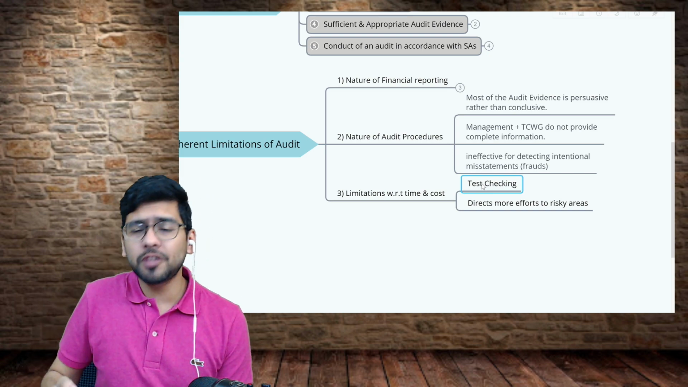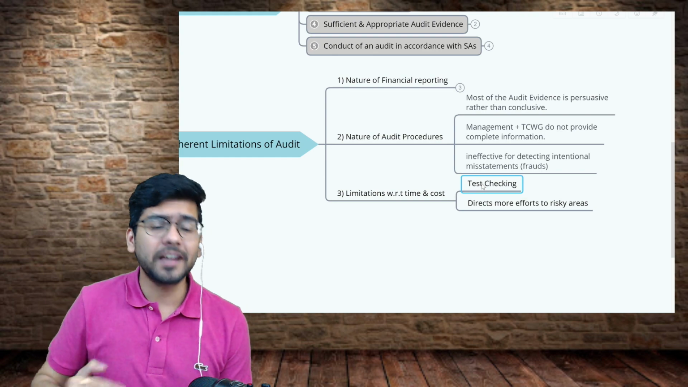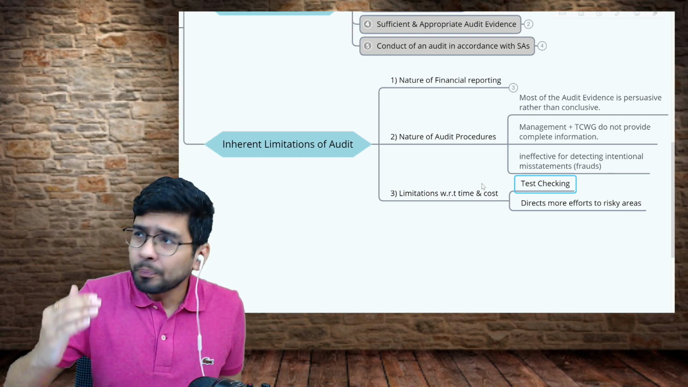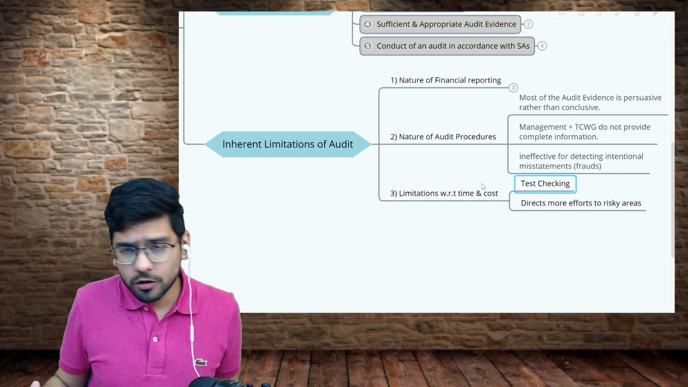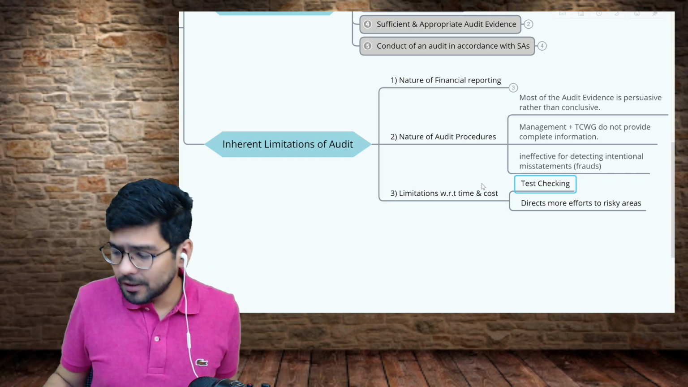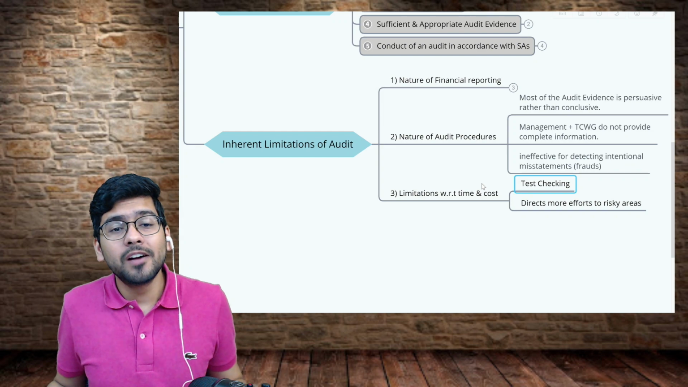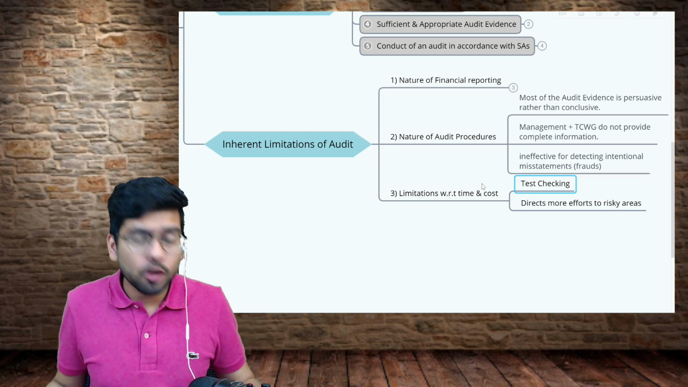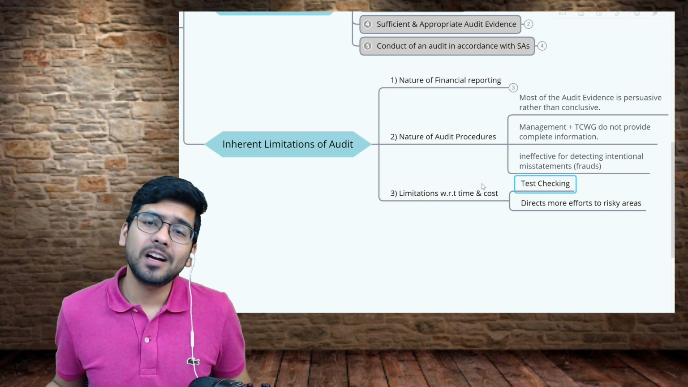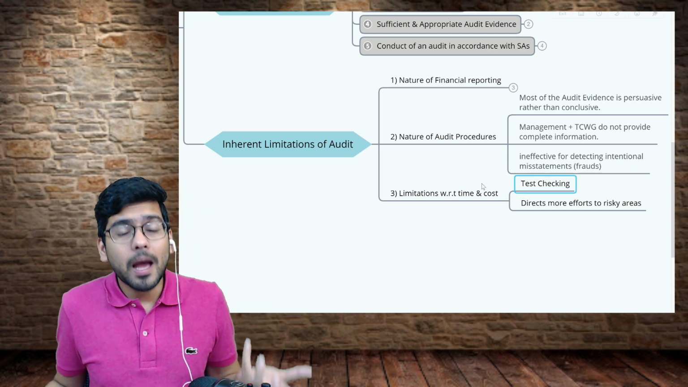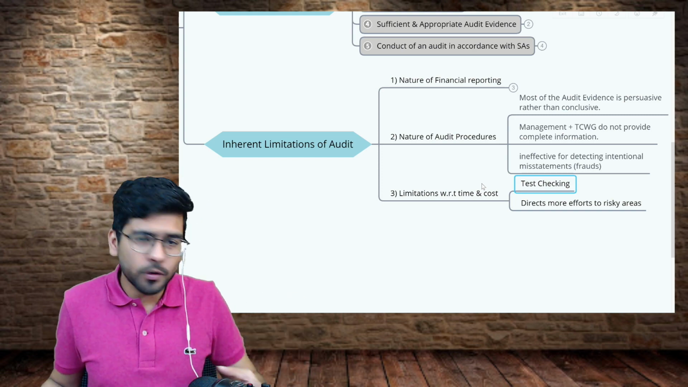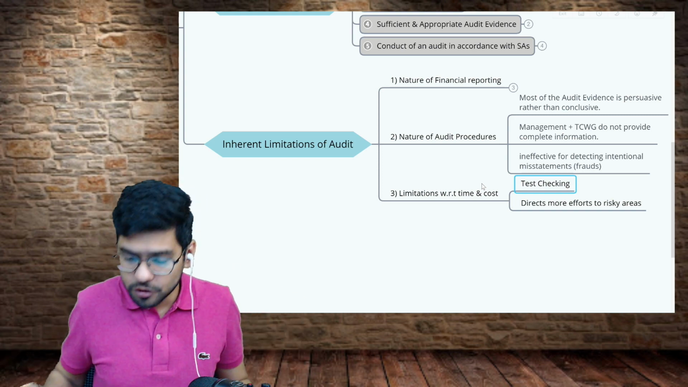Because of these three reasons, please remember, different types of questions can be asked. They may ask you directly what are the inherent limitations of audit, or they may ask something like: audit risk cannot be brought to zero, explain. So you have to mention that audit risk cannot be brought to zero because of the inherent limitations of audit. The auditor cannot issue absolute assurance, again because of inherent limitations of audit. So for all these questions, the answer ultimately will be inherent limitations of audit.